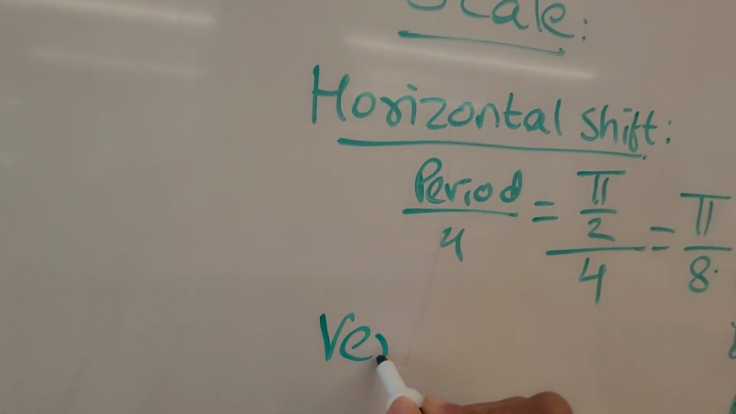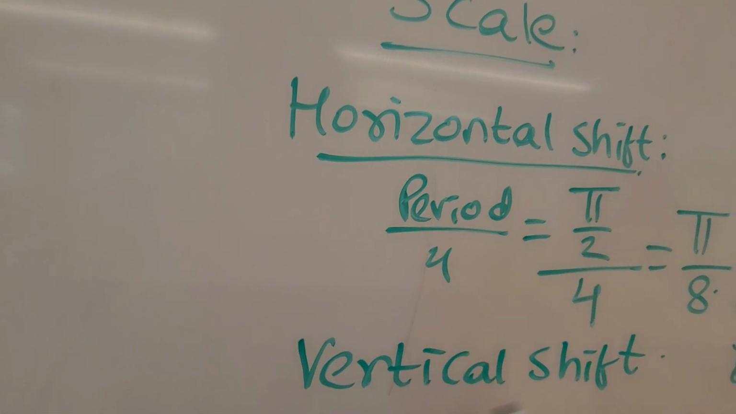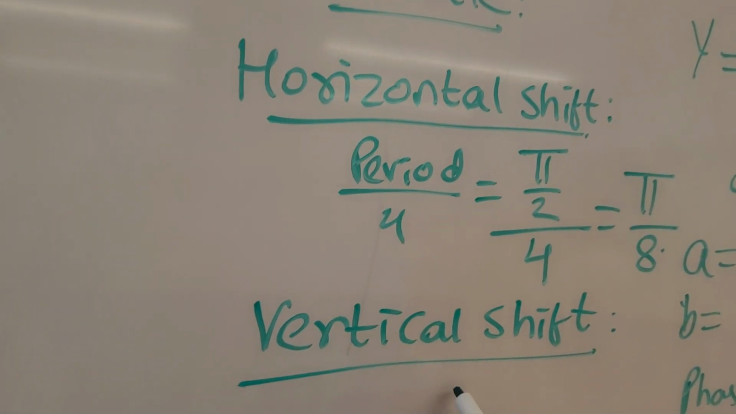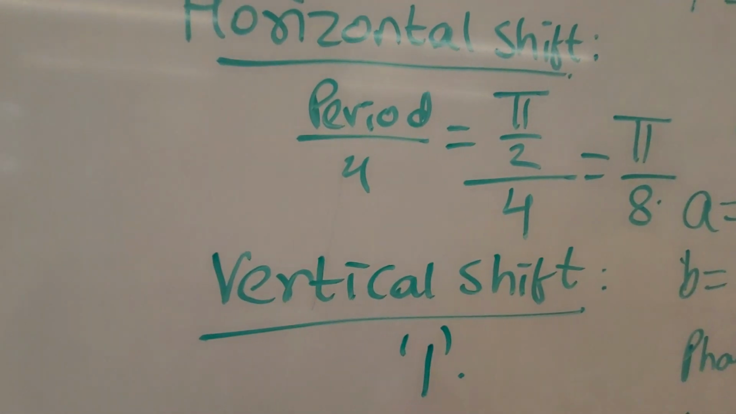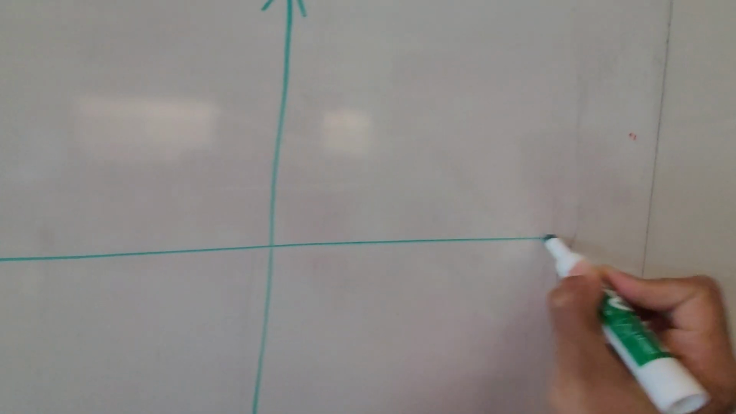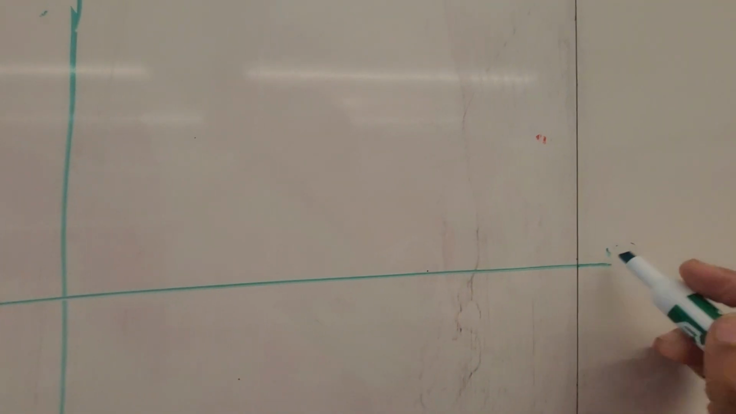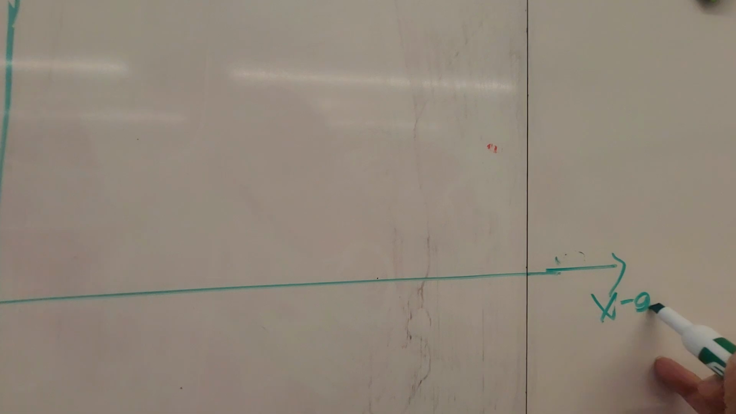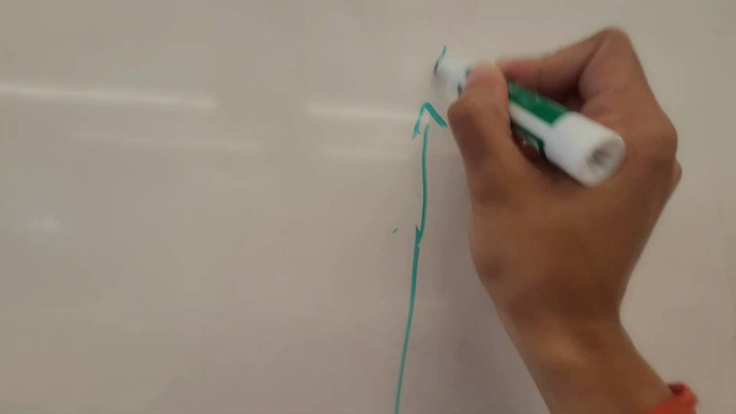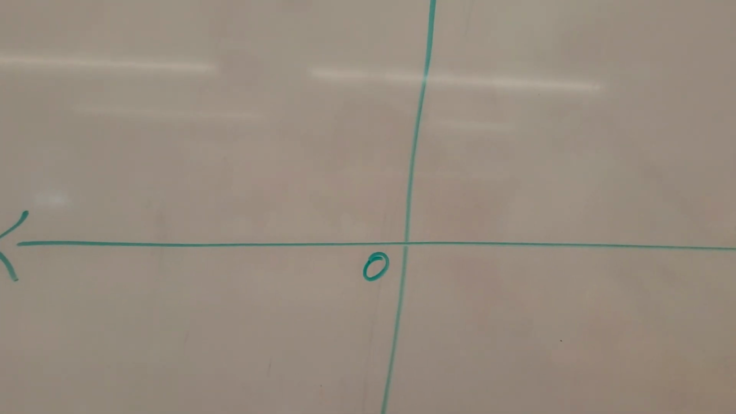Coming to the vertical scale, we can take 1 unit. So we can graph the axes like this. This is the standard graph. For this standard graph, I'm going to mark my x-axis here and my y-axis here, and this is the origin, 0.